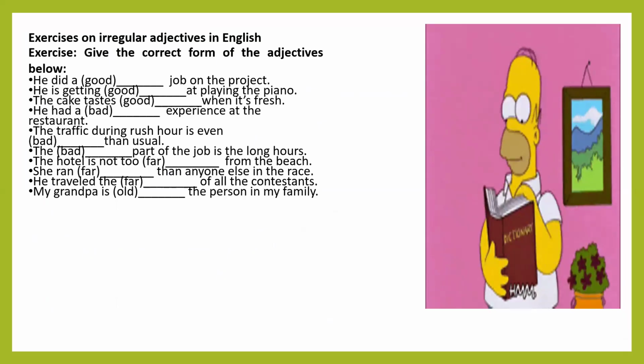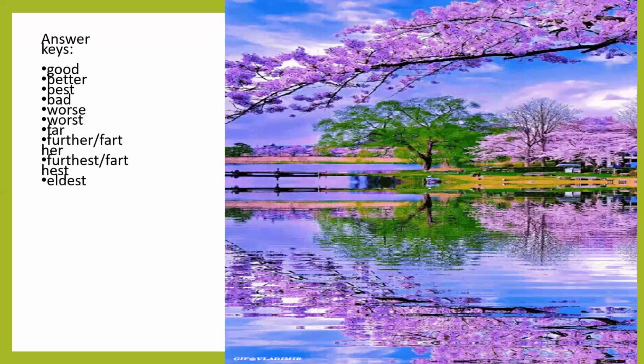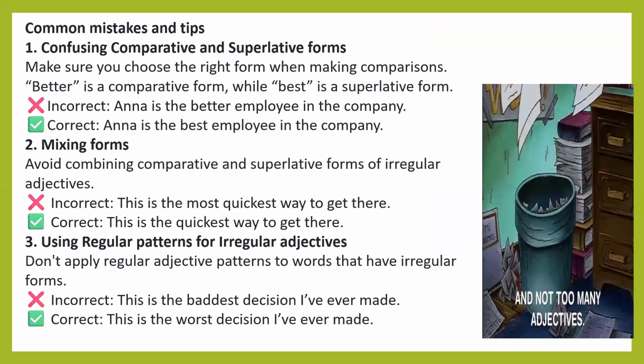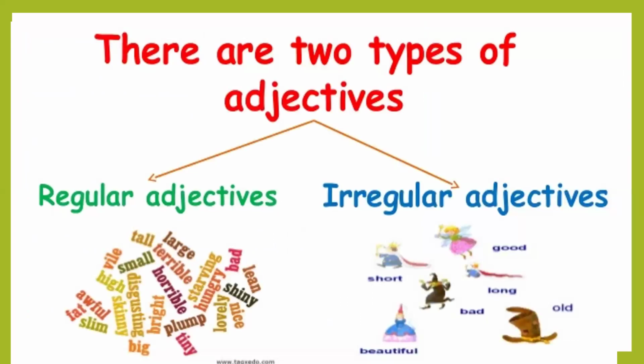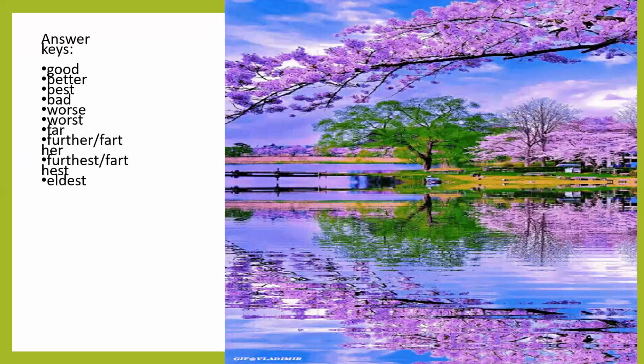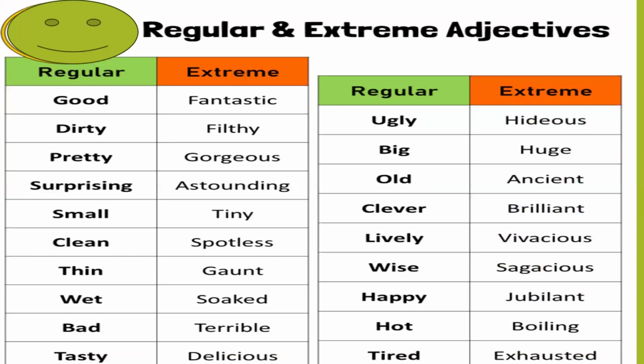So these are exercises on irregular adjectives in English. You have to try by yourself and then correct it in the next slides. So we have learned irregular adjectives: good, short, long, bad, beautiful, old. These are irregular adjectives and these are regular adjectives. Regular and extreme adjectives: if we are showing anything in an extreme condition, then these adjectives are called extreme adjectives, when we are modifying a noun or pronoun in an extreme way. Regular: good, dirty, pretty, surprising, small, clean, thin, wet, bad, tasty.